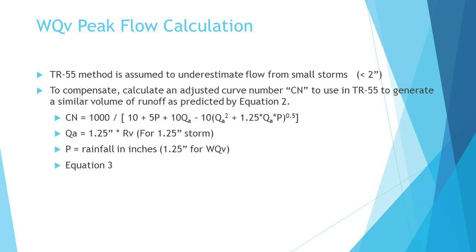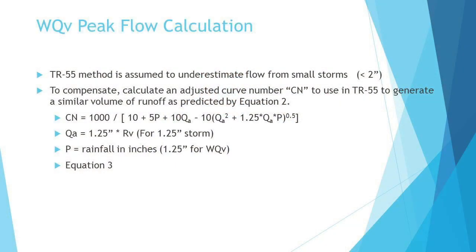TR55 is freeware through the NRCS. It's been around since the 70s, basically, but it's an adapted stormwater program that can be used to calculate runoff in both agricultural and urban areas. And it actually generates hydrographs that you can run then through different practices to determine how the water is actually going to run through the practice. But the one shortfall that they found is for these really small storms, it tends to underestimate runoff.